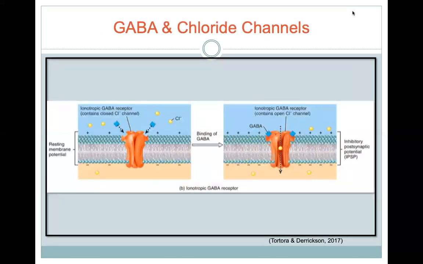The opening of these channels allows the negatively charged chloride ions to enter the cell and makes the resting potential of the postsynaptic membrane more negative. This leads to hyperpolarization of the postsynaptic membrane and is called an inhibitory postsynaptic potential, or IPSP. It is inhibitory because it reduces the probability that the postsynaptic cell will reach threshold and fire an action potential.